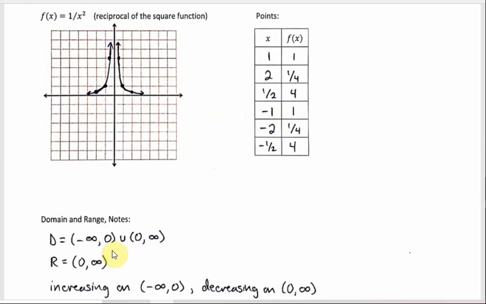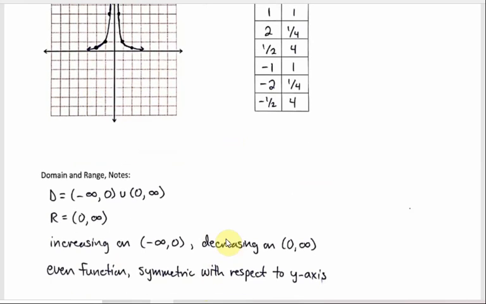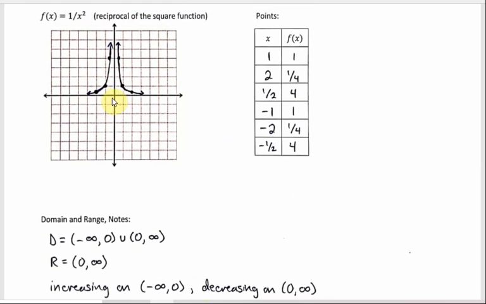So the domain, everything but 0, right, because the function is undefined there. The range is positive real numbers, right? There's nothing down here this time. So everything's up above the x-axis, so positive real numbers. Increasing on the left side, or as you go left to right, this goes up. Decreasing on the right side. And then the last thing is that this is an even function, and you can tell by looking at it that that's symmetric with respect to the y-axis, which is what even functions are.